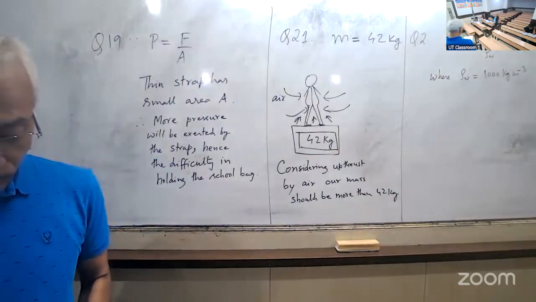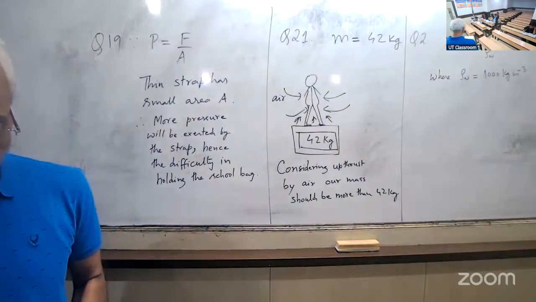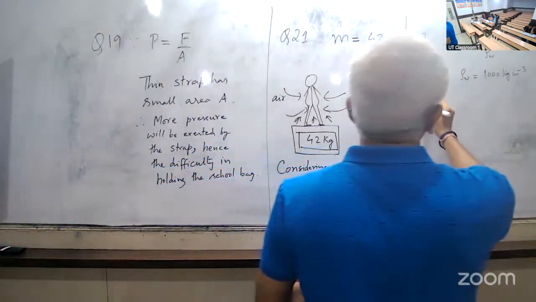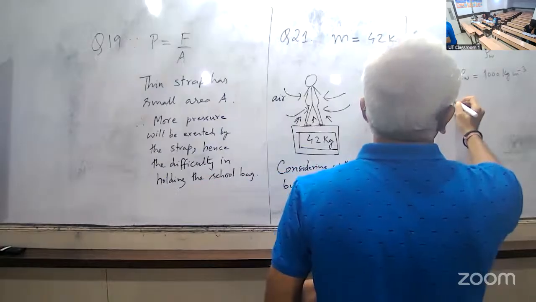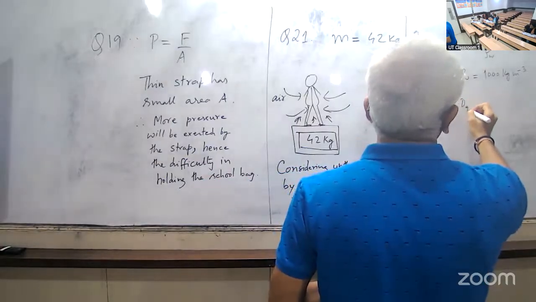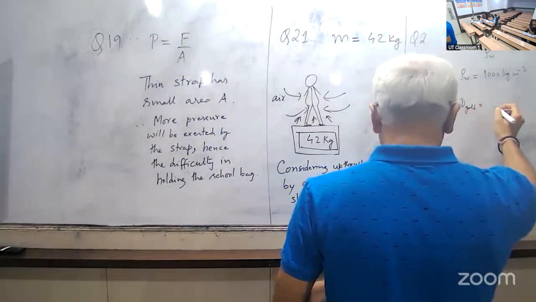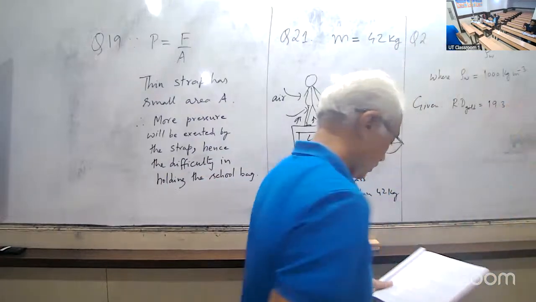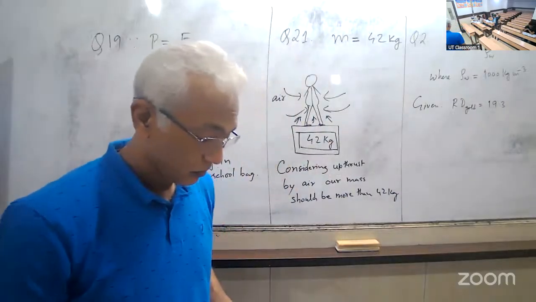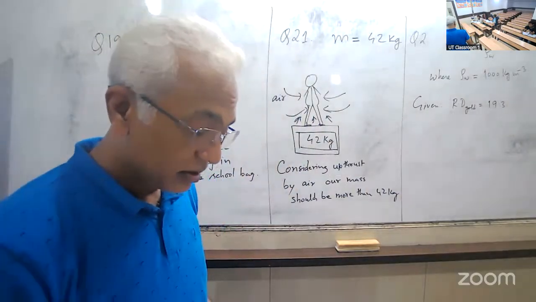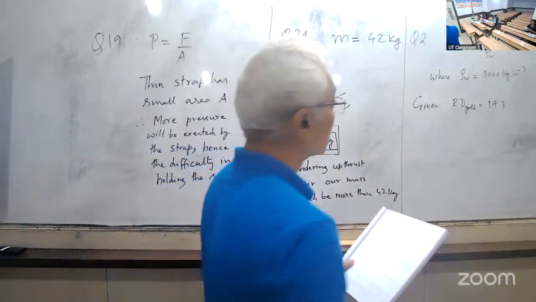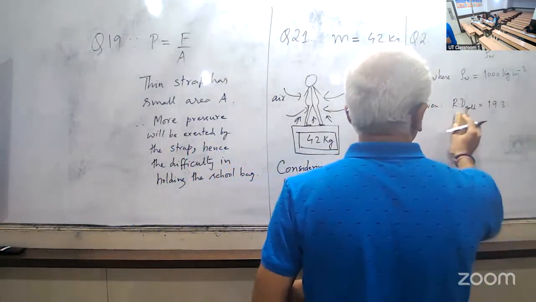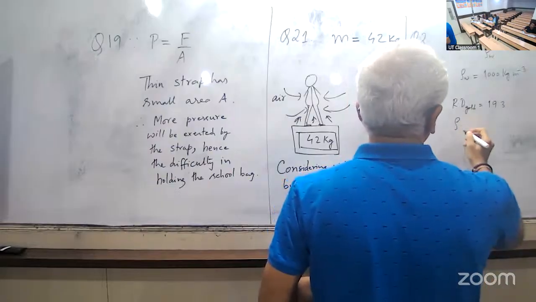Now in the question 2, what is given is relative density of gold. So we are given RD of gold. What is this? 19.3. Express the density of gold in SI unit. What you have to find out? You have to find density of gold.